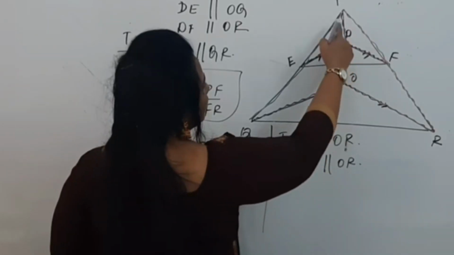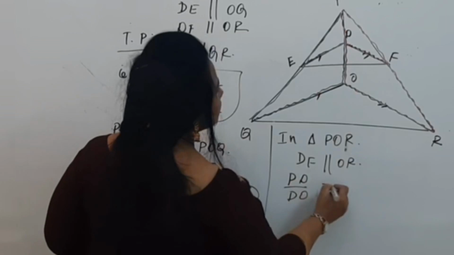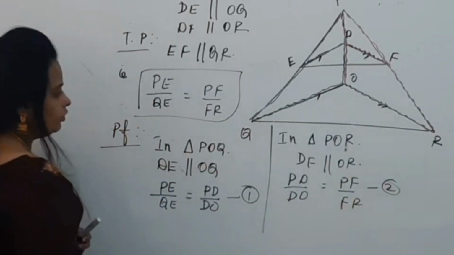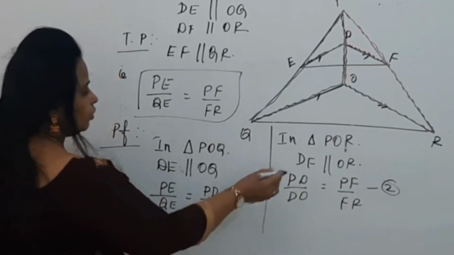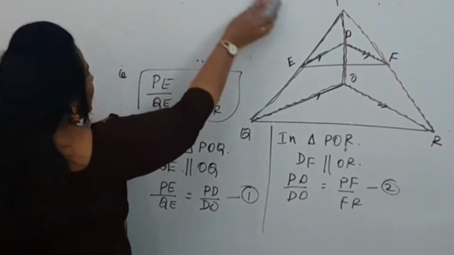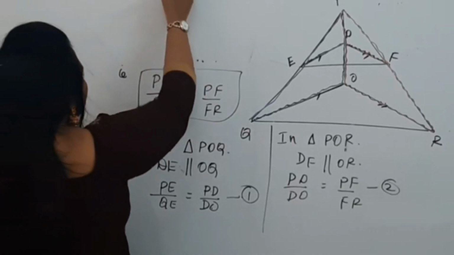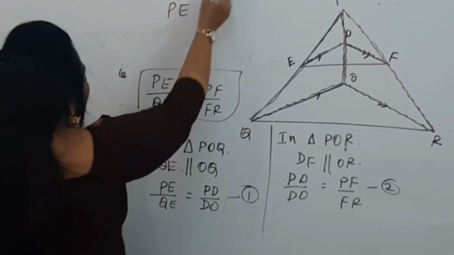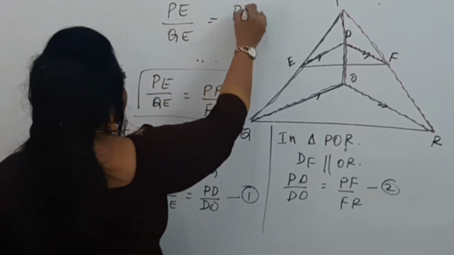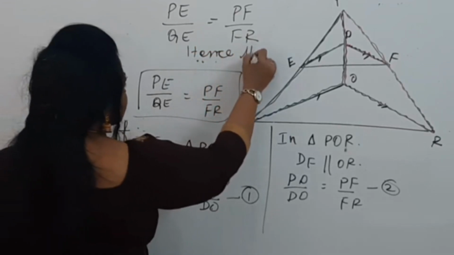That means my ratio goes PD divided by DO is equal to PF by FR. This is my second one. Now you can see PD by DO in 1 and 2. So the other two sides are automatically equal. So I write 1 and 2 implies PE divided by QE is equal to PF divided by FR. Hence the proof. So it is so simple.